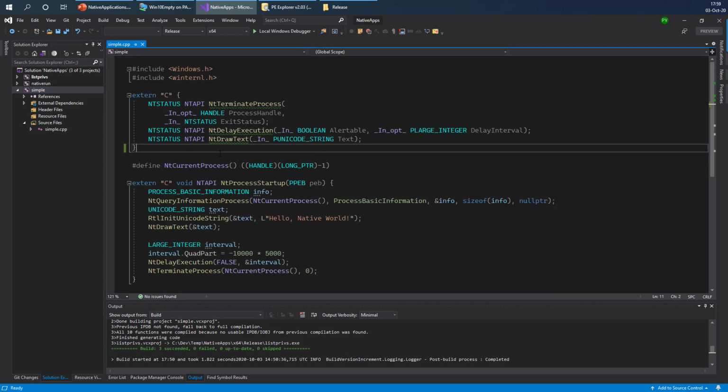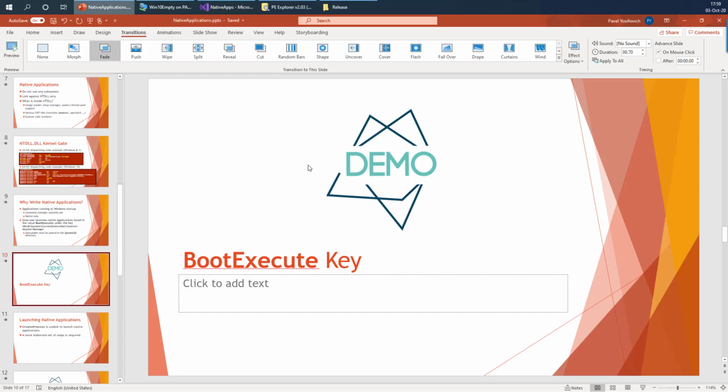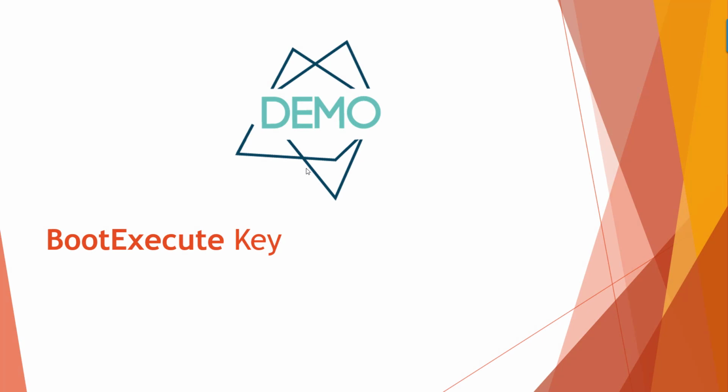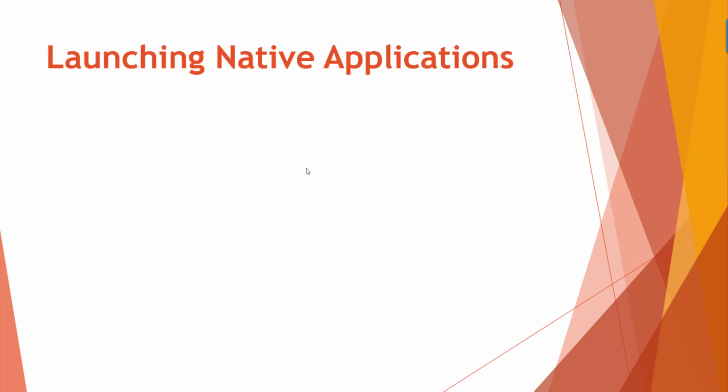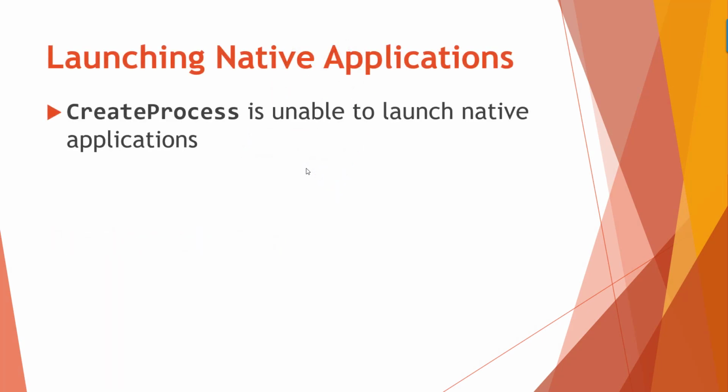So this is the idea of how to create a native application. Let's go back to the slide. We've seen the boot execute, and to launch them, when we put that in the boot execute value, that's easy enough because SMSS is the one responsible for launching all these native applications that are part of that boot execute value. However, what if I want to launch a native application just like I'm double-clicking a normal application in Explorer and hope that application would run?